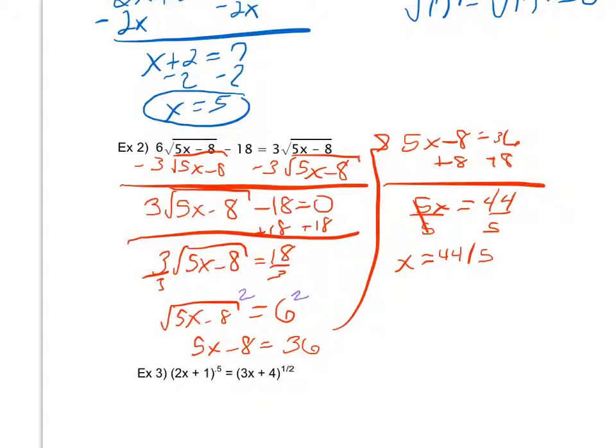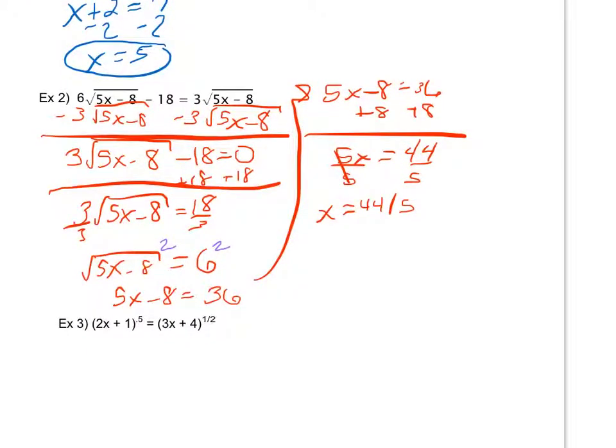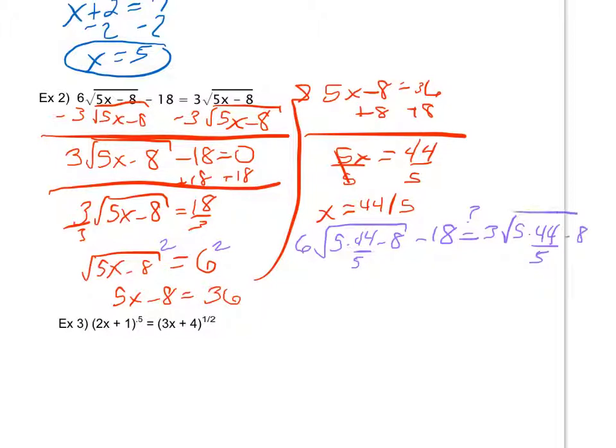I do want to check my solution, so I'm going to plug that back into my original equation. Before I do, I'm going to give myself a little more room. And then that is going to give me 6 times the square root of 5 times 44/5 minus 8, minus 18. I want to know, does that equal 3 times the square root of 5 times 44/5 minus 8?